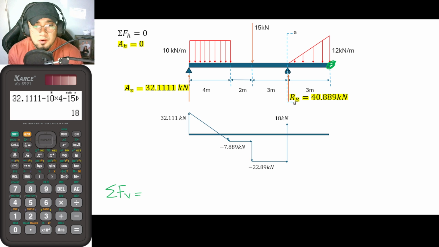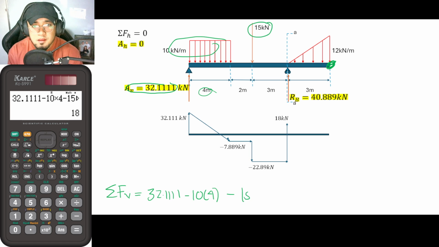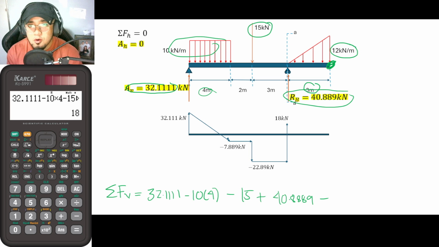So that is now 32.1111, that is this value, minus 10 times 4 once again, minus 15 plus 40.8889 minus 12 times 3 divided by 2, or the area of the whole triangle.